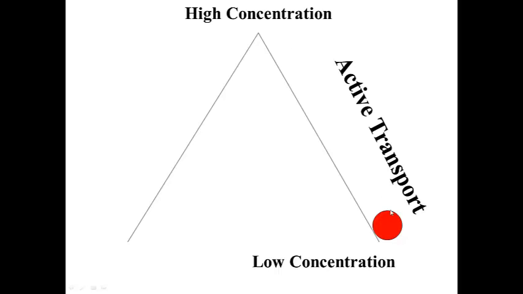So if you're running uphill, aren't you going to take a little bit more energy than if you're running downhill, which is the easy free fall? Yes. So that's how we can think of what needs to be added in order for active transport to take place, going from an area where there is nothing to an area where there is a lot.